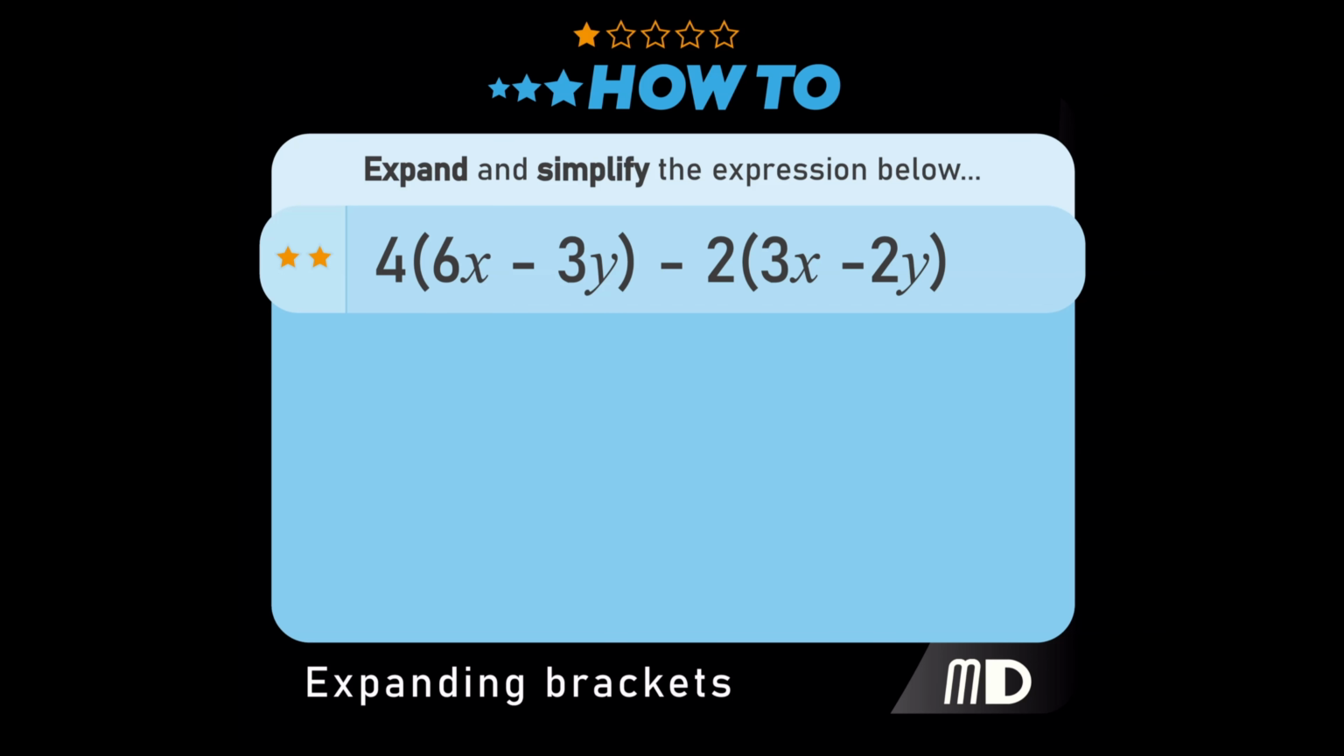Four multiplied by 6x minus 3y, minus 2 multiplied by 3x minus 2y, is expanded by multiplying 4 by every term inside the first bracket, then multiplying minus 2 by every term inside the second bracket, paying close attention to all of the signs before simplifying the expression.